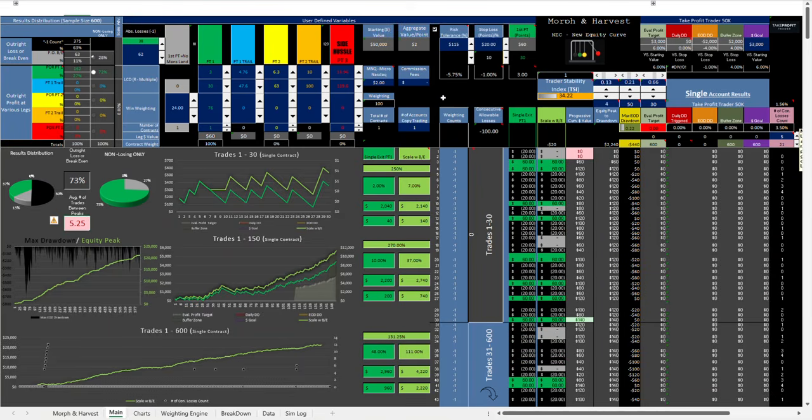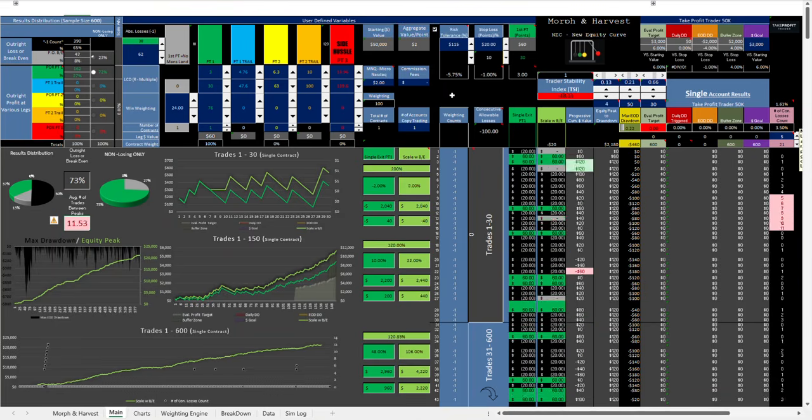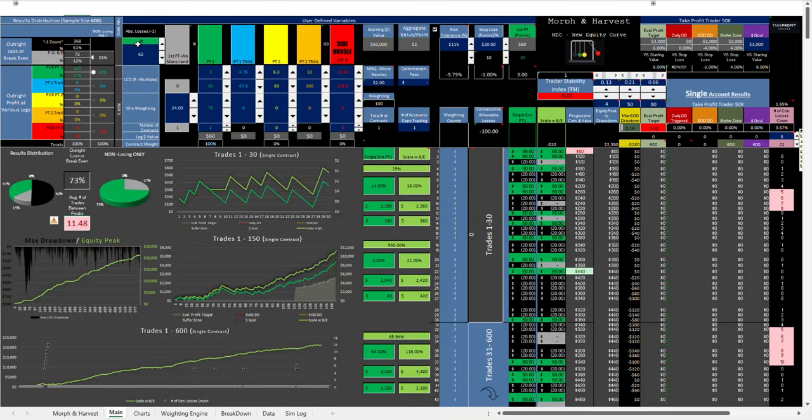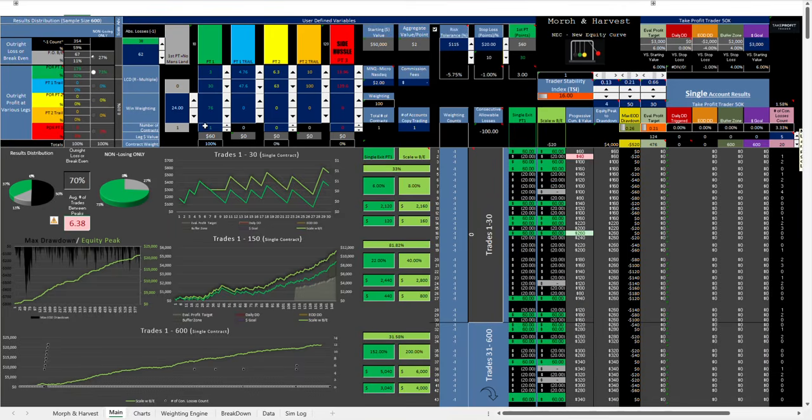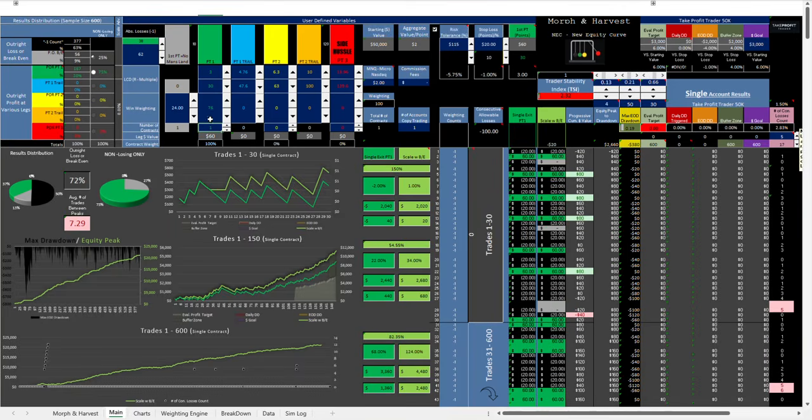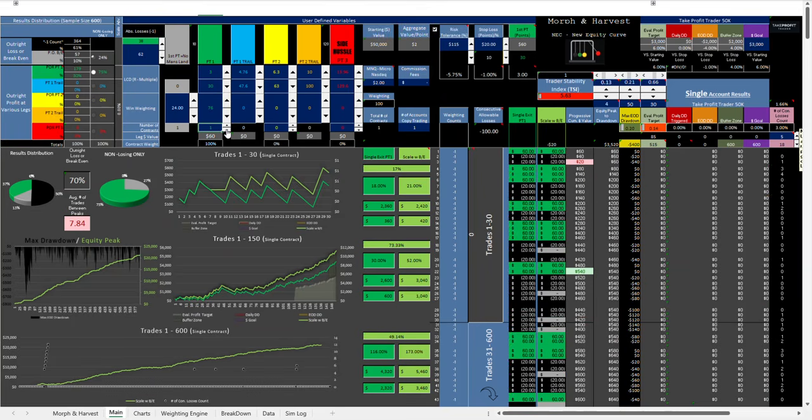It looks like it could take you anywhere from 5 right up to 13 trades just to recover from a drawdown. Again, that's because you're not that good of a trader. Can we improve this? We've reduced it down to 1 contract. We can improve this. It's going to take some time.